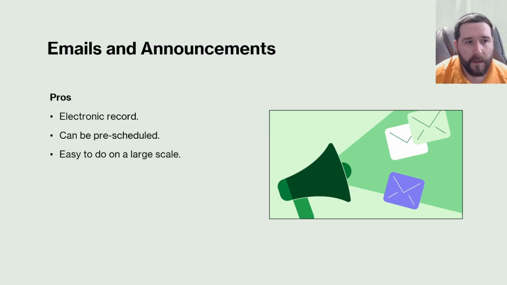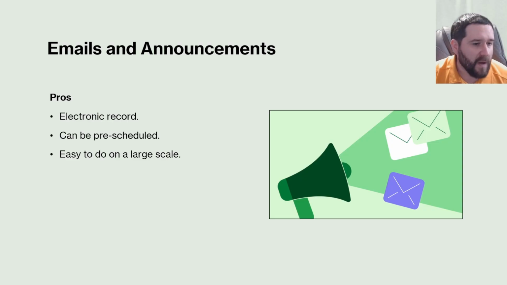Another pro, emails and announcements are very easy to do on a large scale. Okay, if you have a training of 200-300 people, you'd probably much rather send out a mass email than have to have a phone call with each one of those individuals, right? So emails and announcements, they scale really well. So large scale, no problem.